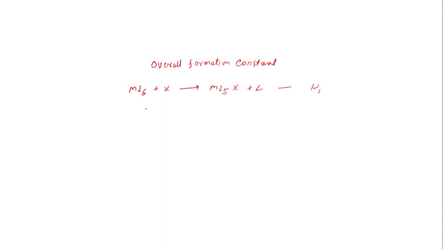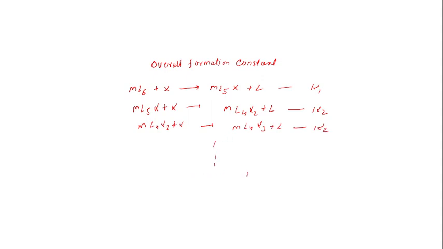The reaction constant for this first reaction is K1. Second, ML5X again reacts with X, and it gives ML4X2 plus L, and this constant will be K2. Similarly, ML4X2 again reacts with X, and it gives ML3X3 plus L. So this reaction will continue.